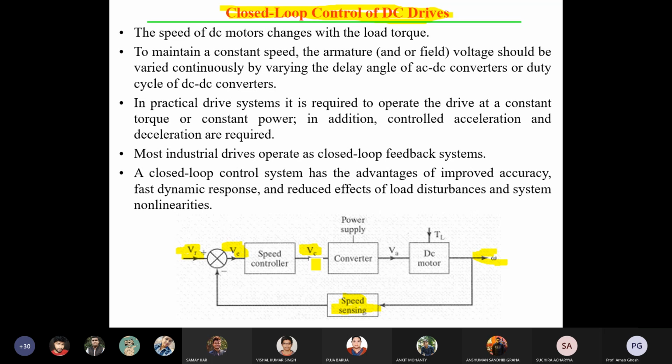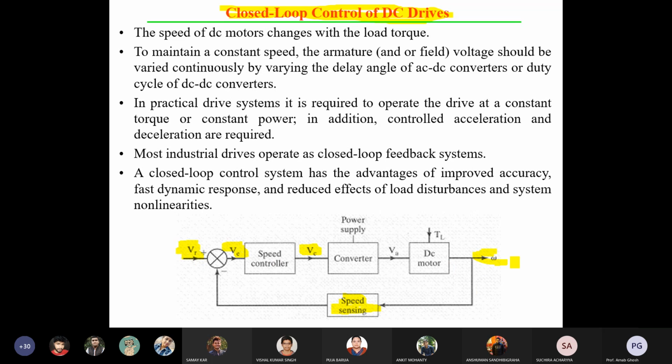Suppose you suddenly increase the load, then what happens? Your voltage, your motor speed, for that moment can be reduced. Am I right? Motor speed is reduced. If motor speed is reduced, then what happens? Your error signal VE, basically your reference set point tracking, means you are trying to train the motor to get the reference value. You want a reference speed from the motor.